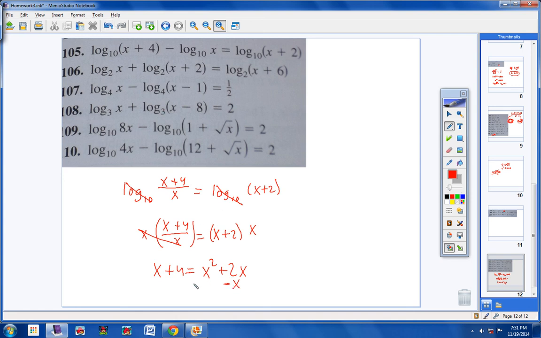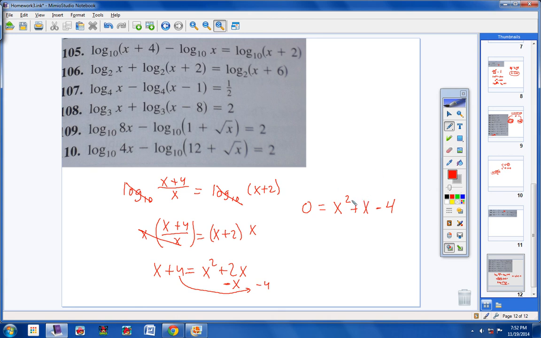Bring the 4 over and make it negative. Okay, so we're left with x equals, or let's see, no, I'm sorry, that's not correct. 0 equals x squared plus x minus 4. Okay? Now that's number what? 105. Now for 105, we're going to have to use the quadratic formula because we cannot factor this.